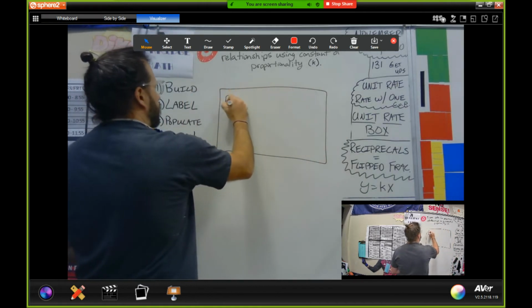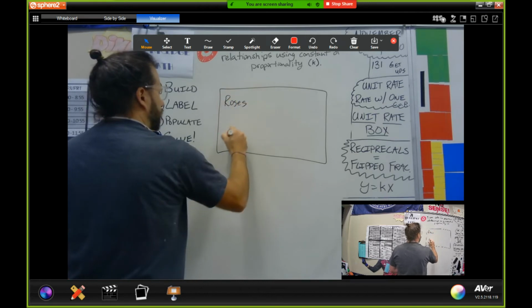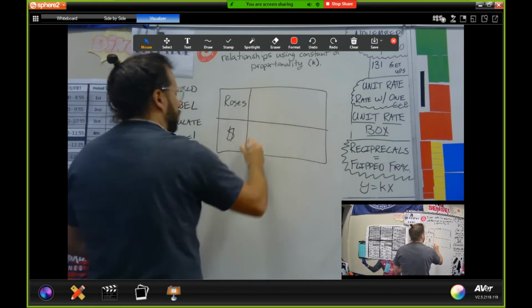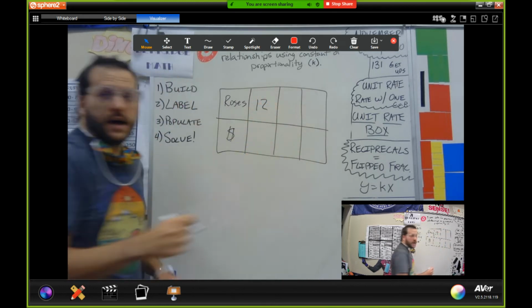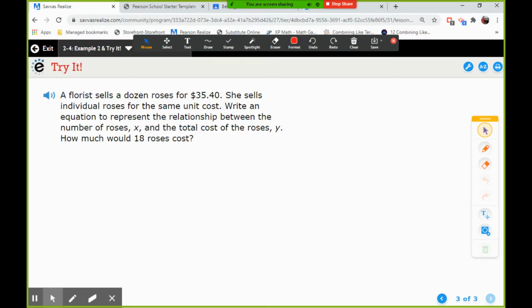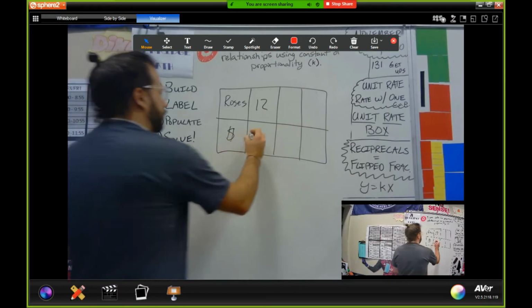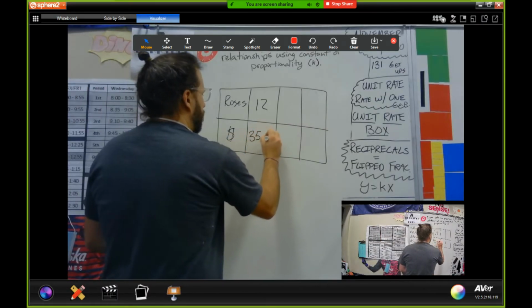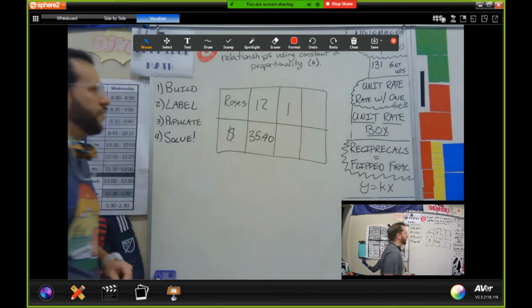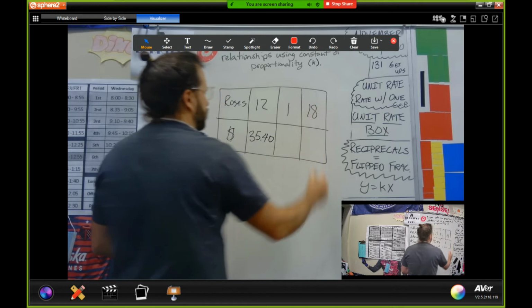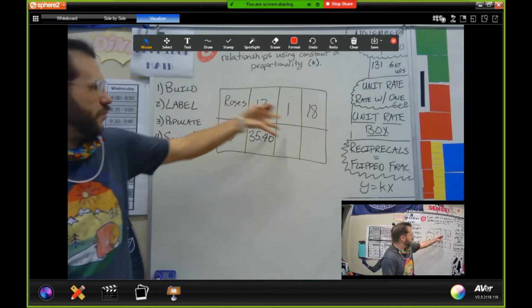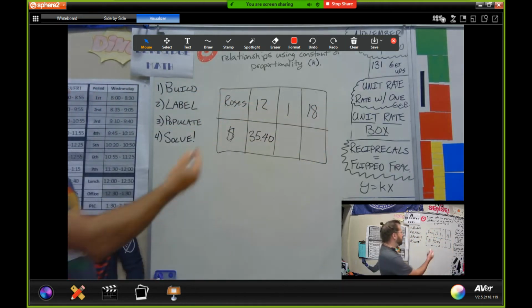Okay, so we have roses and we have cost. And we know that 12 roses costs $35.40, and they want to know what each individual rose costs. And then at the end, they're asking us to find 18 roses. So we're going to solve this just the way we have been with our unit rates, right? We're just going to divide by 12.